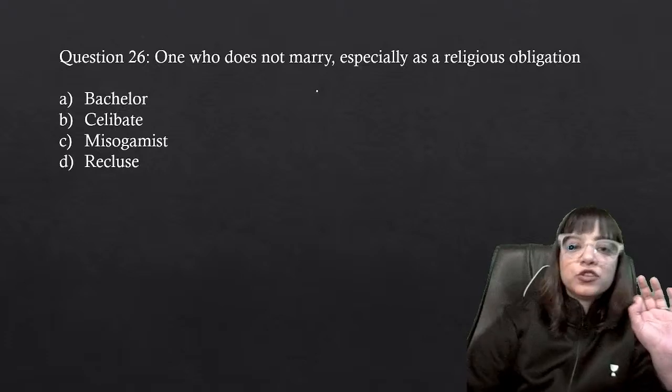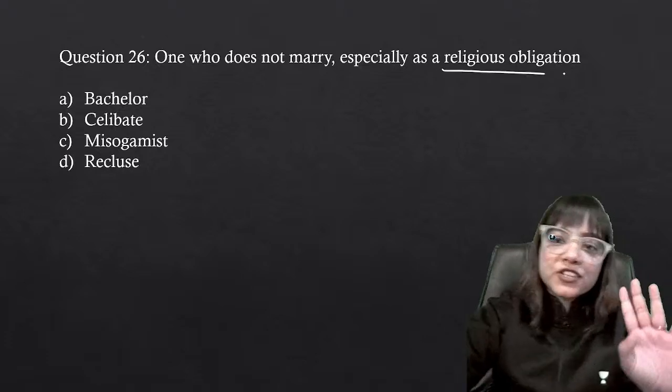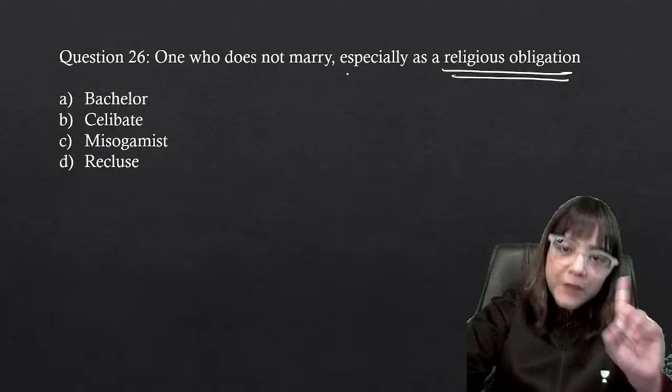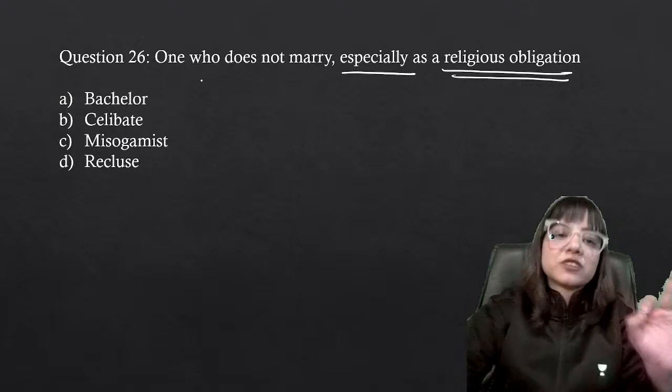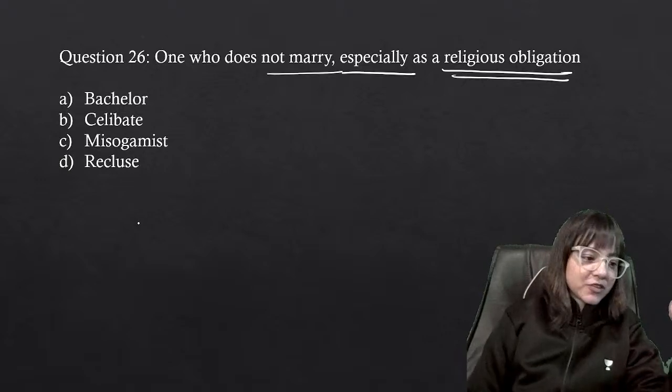26th: one who does not marry, especially as a religious obligation. Because of the religious obligation, for that particular reason, they do not marry. So what is that person called?